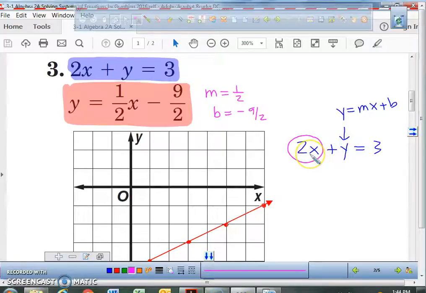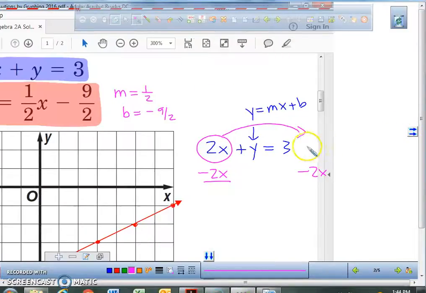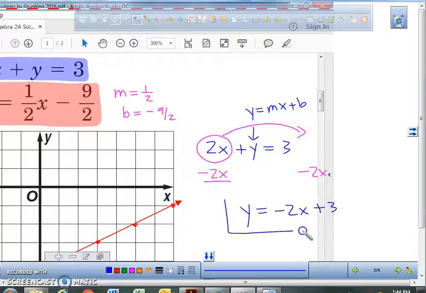So how do I get rid of a 2x? So I can subtract 2x from both sides, but if you know me, Jake, what do I like to do? I just like to throw it across. We get y equals -2x plus 3, because when anything ever goes across the equal sign, it just becomes the opposite of what it is. So if it was a 2x, it's now a -2x. All right, saves a little bit of time and energy.